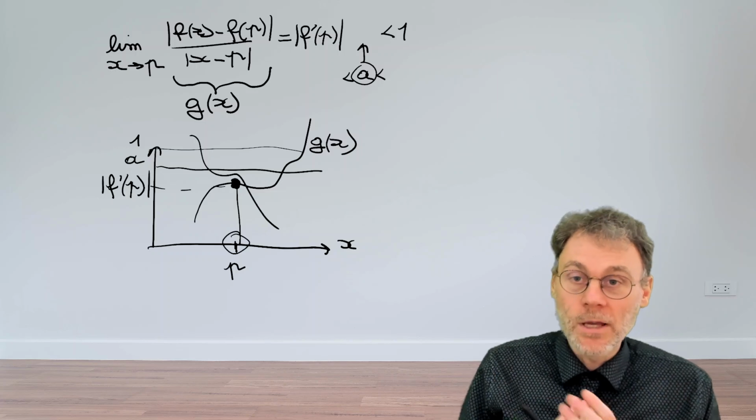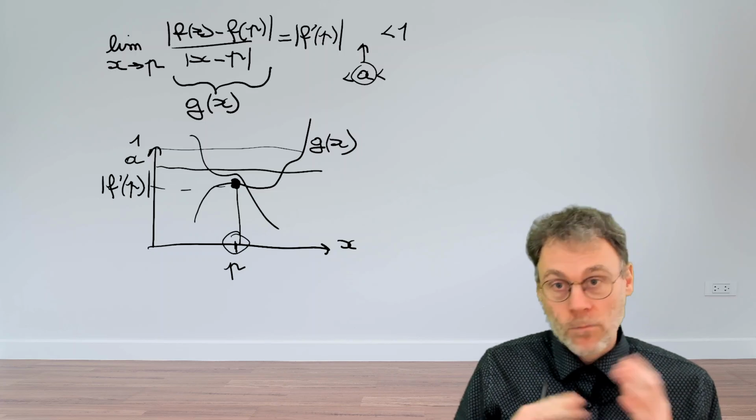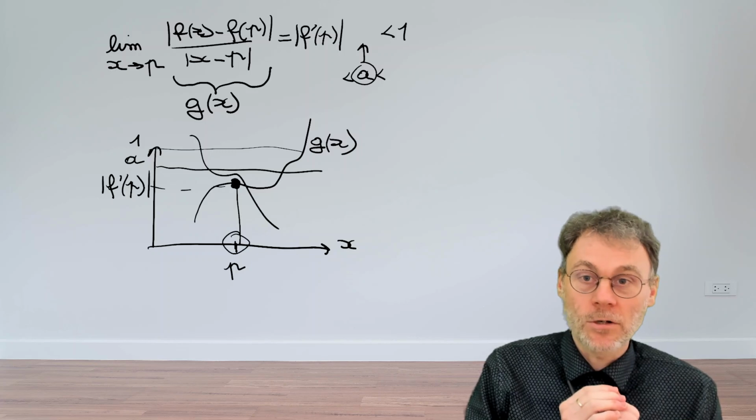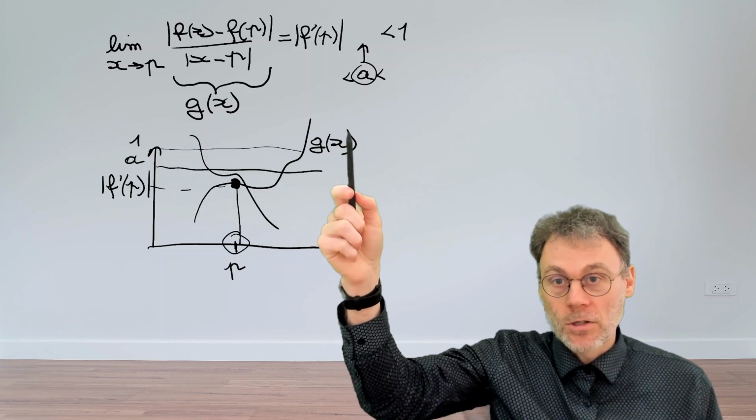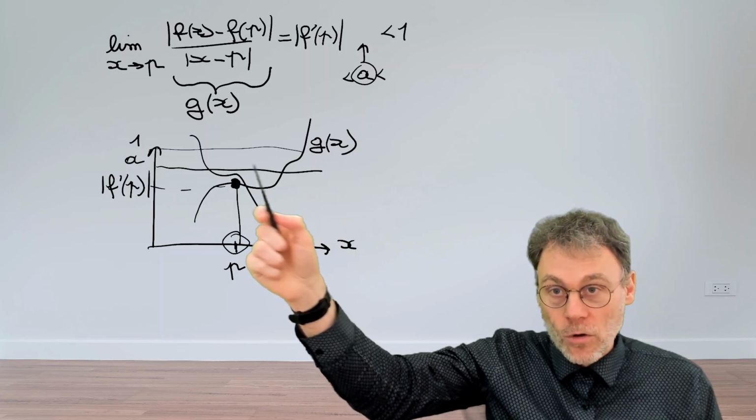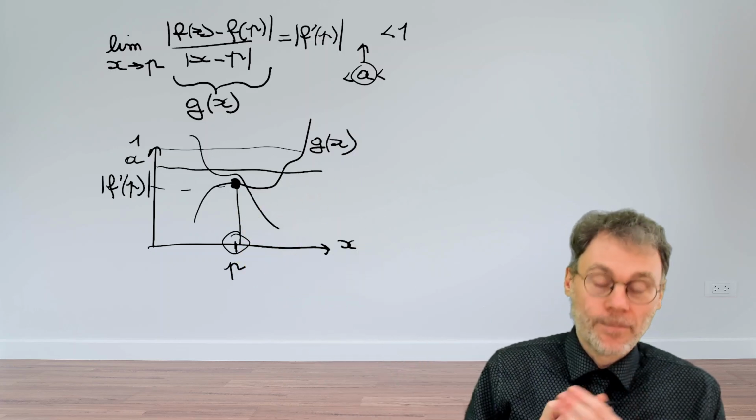So there will always be an absolute neighborhood around p. It could be extremely small, but that doesn't matter, such that for all points in that neighborhood, this function g that we evaluate here will also be smaller than a.